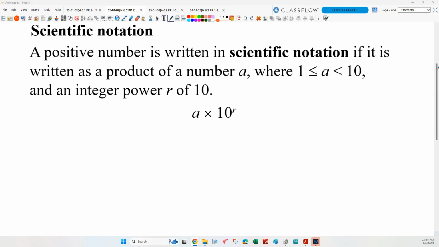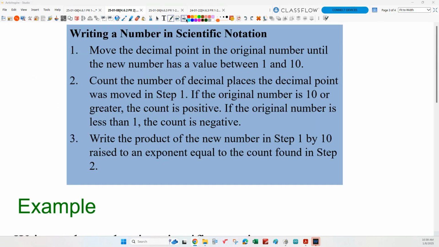Okay? And then remember how this works. Real simple. When you're writing a number in scientific notation, all you're going to do is move the decimal point from its original position in the number until you end up with a number that fits those criteria we just talked about, right? Where the number is greater than or equal to 1 and less than 10. Its absolute value at least, right? It could be a negative number, but the same rules apply.